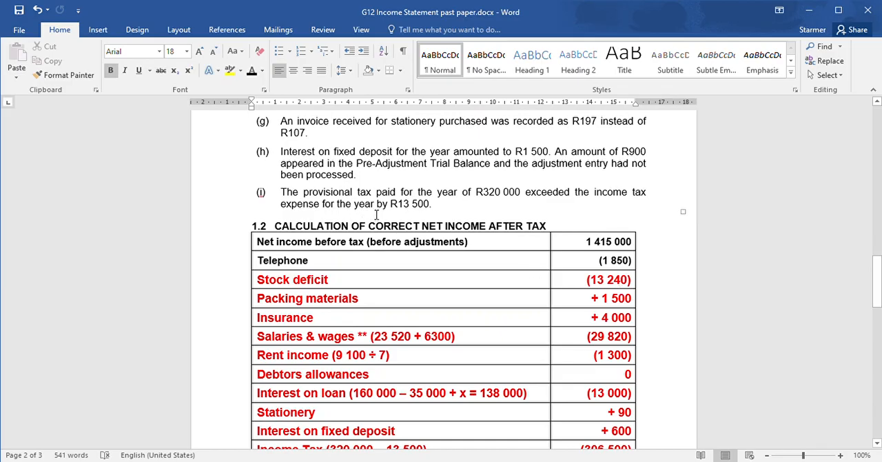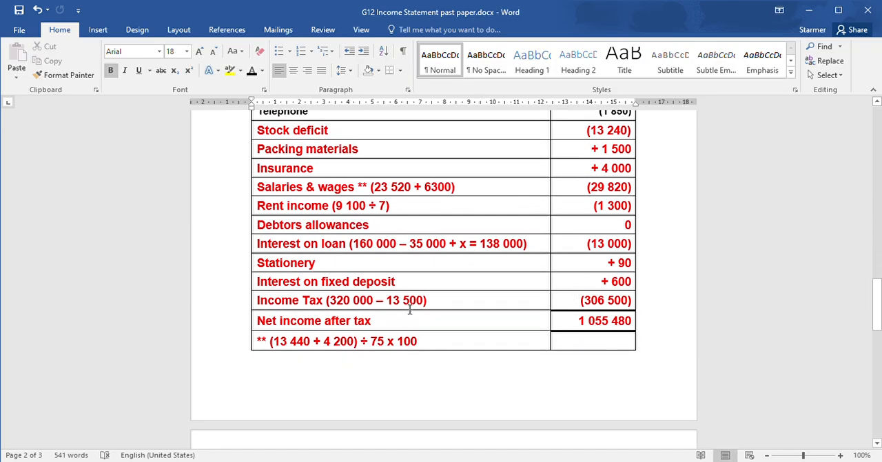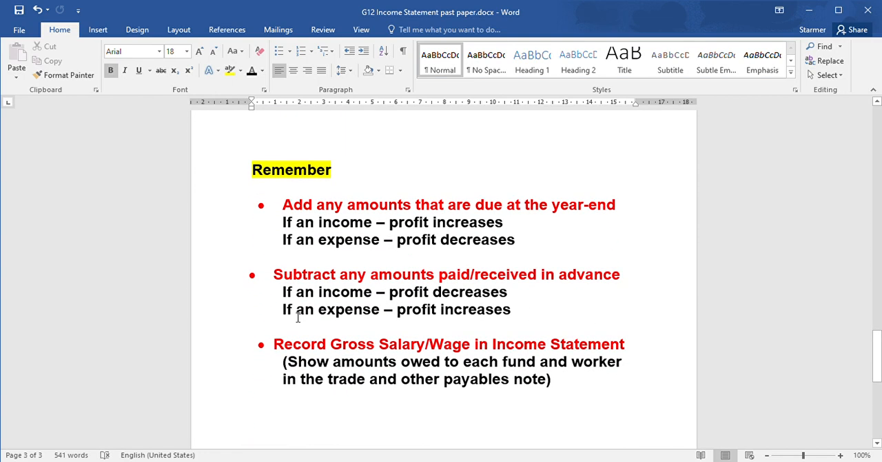And then the provisional tax paid for the year is 320,000 and exceeded the tax expense for the year by 13,500. In this case, we paid more tax than we were supposed to. The amount of tax we should have paid should have been less, 13,500 subtracted from the 320,000. Now, because we are asked to calculate net income after tax here, then the tax that I should have paid must end up in my answer column here, and then you just add and subtract, and that will give you your net income.